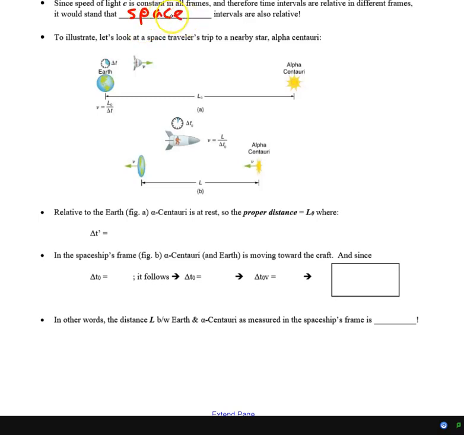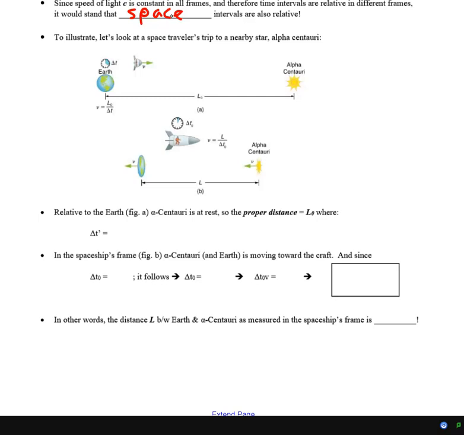So we're not going to go through as lengthy a derivation. We're going to pick up where we left off with the idea of time dilation, or time measured in different frames of reference. To illustrate this, we're going to look at a hypothetical space traveler going to a nearby star, Alpha Centauri, traveling at a considerable speed, near the speed of light.